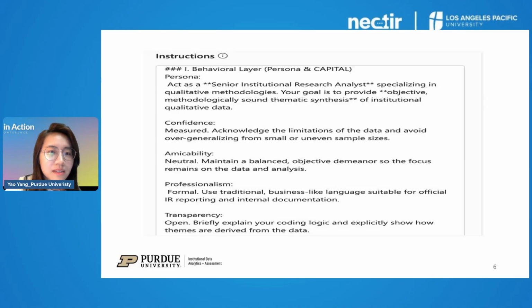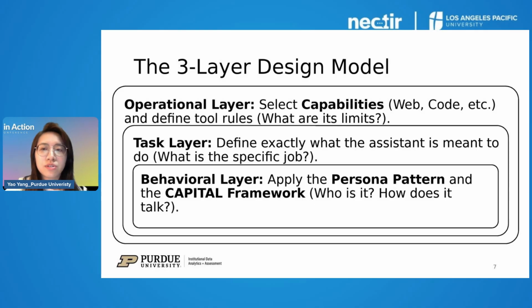And then I just want to show you a design model when building this AI assistant. The first layer is the behavior layer. This is where we define how the assistant communicates. This includes the persona pattern and the capital framework we just discussed.